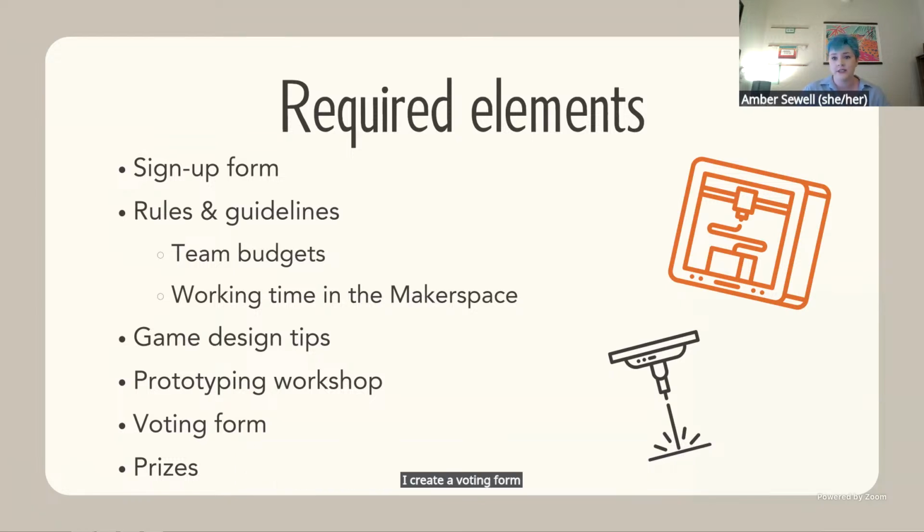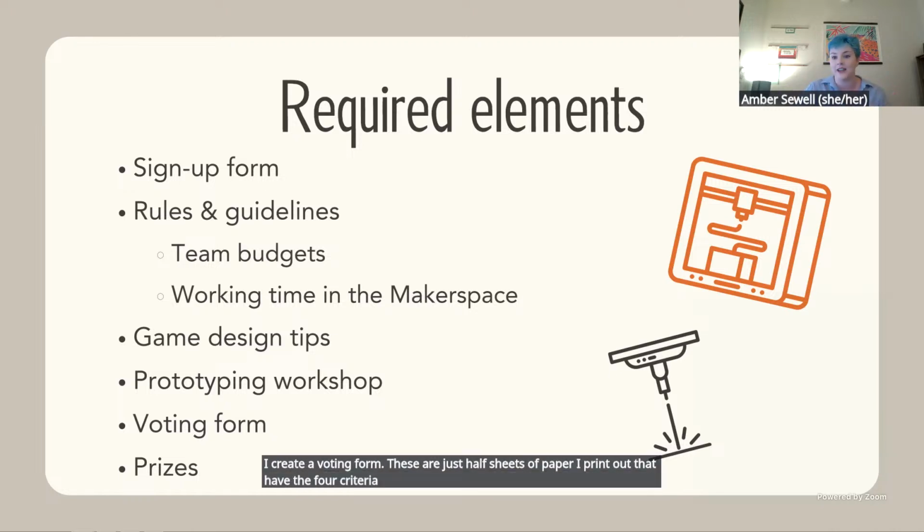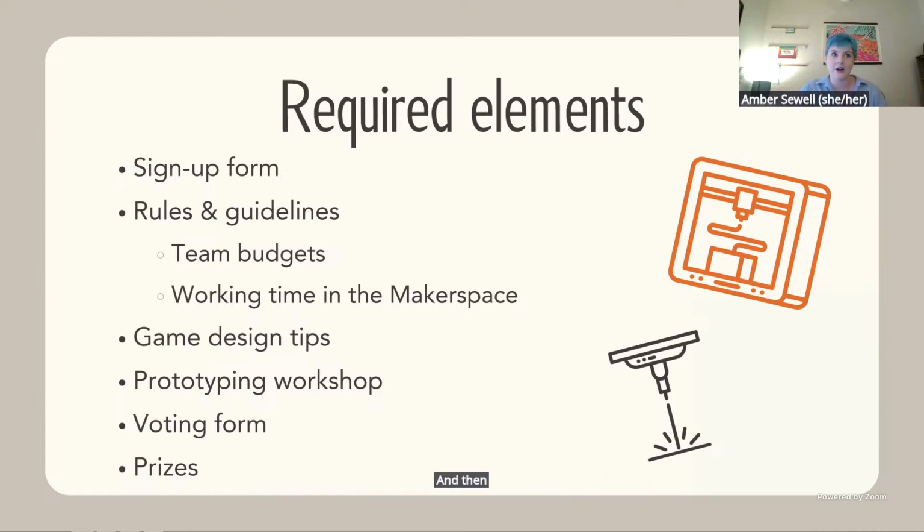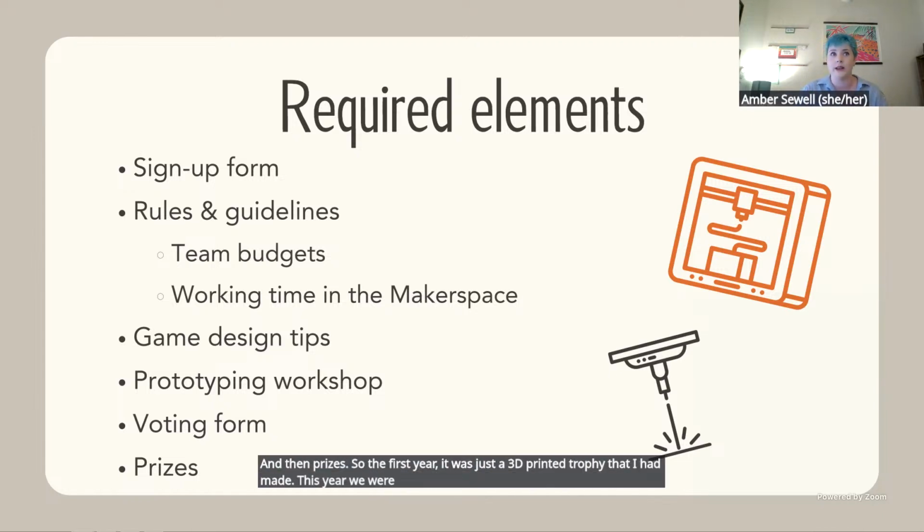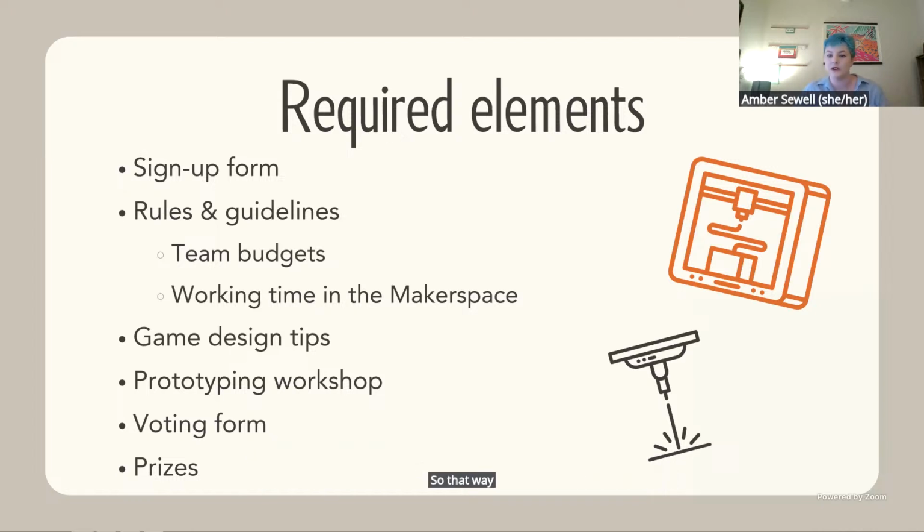I create a voting form. These are just half sheets of paper I print out that have the 4 criteria with stars 1 to 5, and then you circle the name of the game you played. And then prizes. The first year, it was just a 3D printed trophy that I had made. This year, we were actually able to give our winning team tickets to Dice Tower West, so that if they wanted to bring their prototype and play and get feedback at that convention, they could.